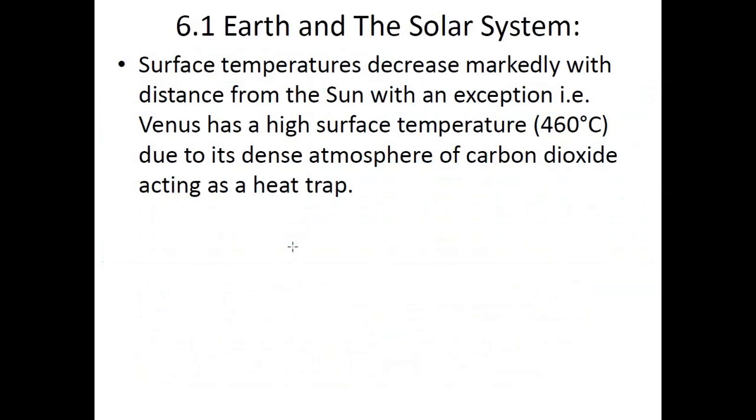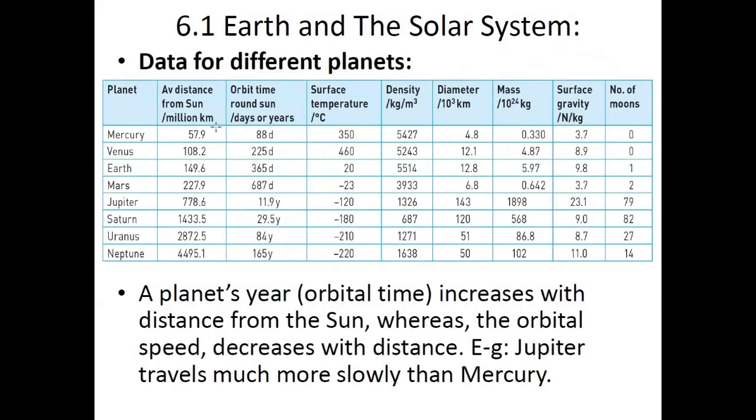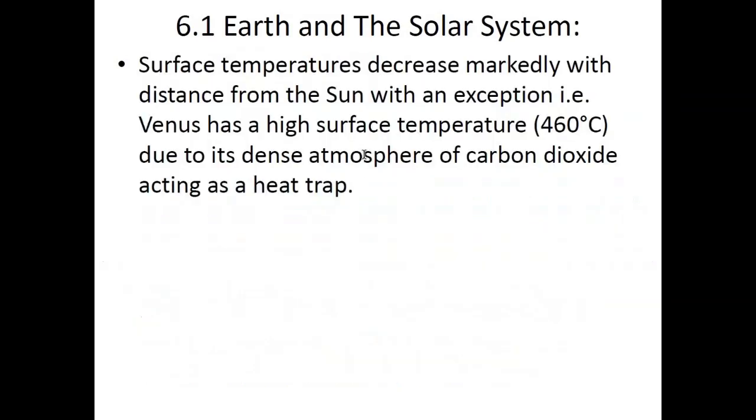Surface temperature also decreases markedly with distance from the Sun. However, we do have one exception. As you can see, the surface temperature of Venus is exceptionally high. This is due to the special atmosphere of Venus, which is composed mostly of carbon dioxide, acting as a greenhouse gas trapping in heat. Hence, it is extremely hot due to its dense atmosphere of carbon dioxide.